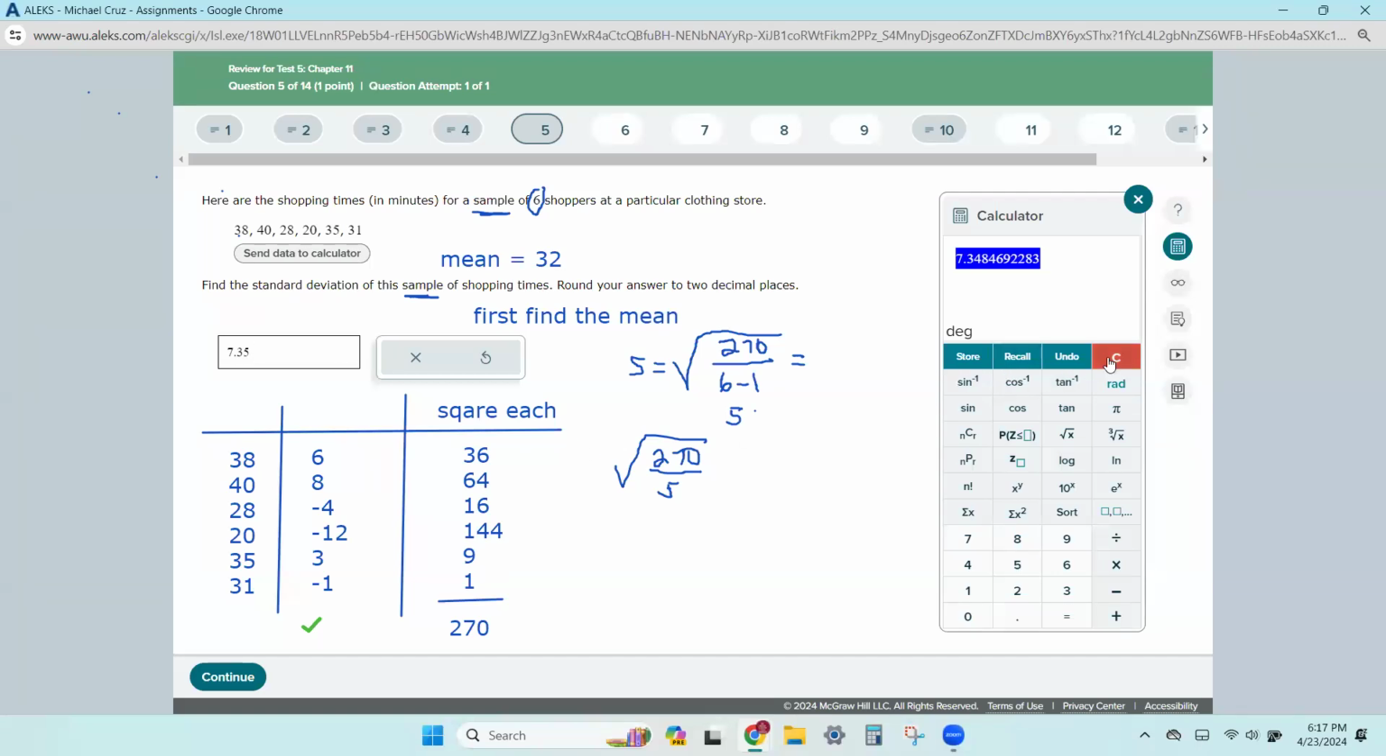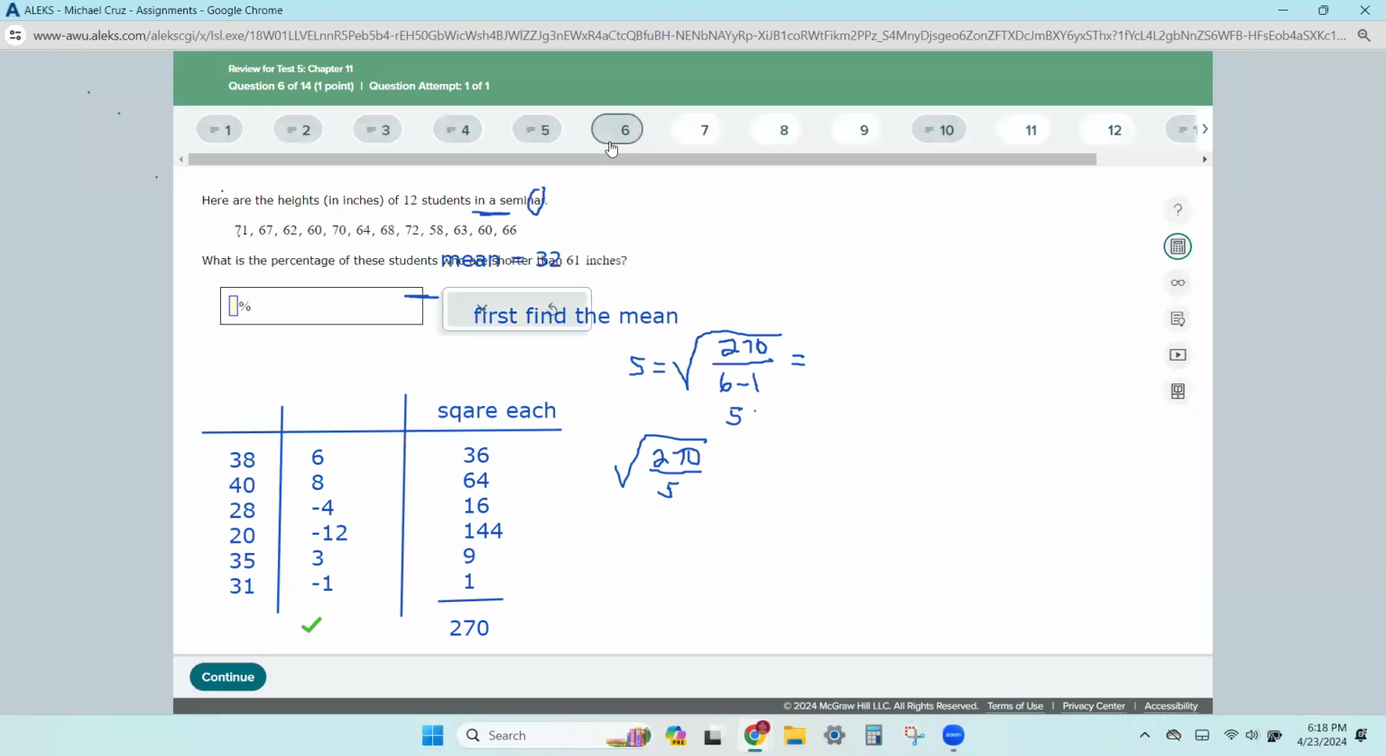But that's it. If you want to, I'll come back and I can show you how to do it on the calculator. It's just that it's not that much easier on the calculator because they don't have a standard deviation button, in other words, like they do for the mean.